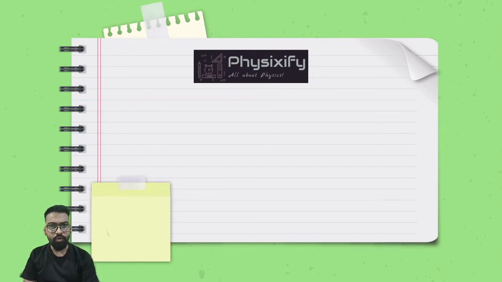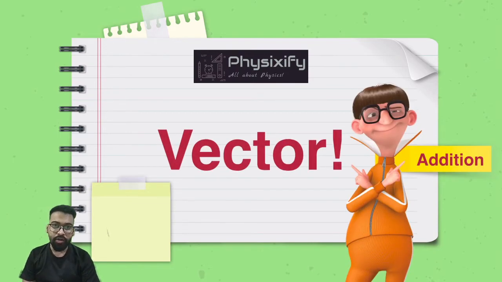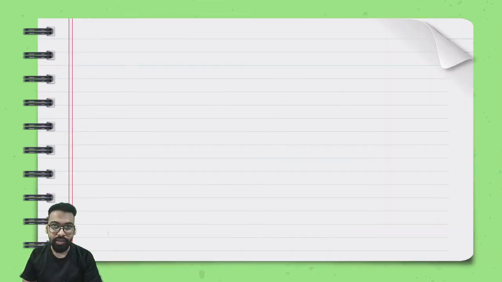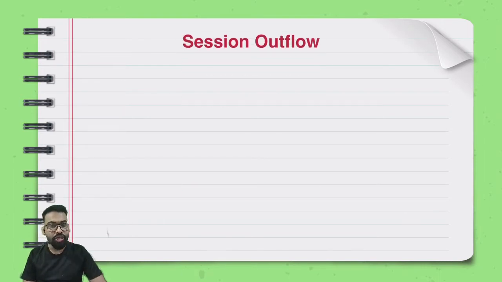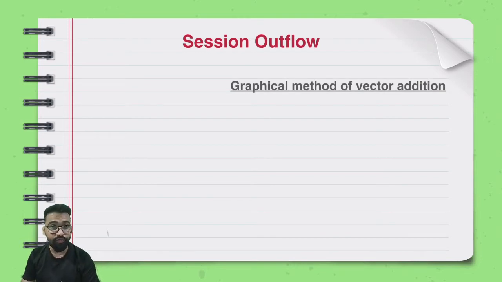We are having this continuation where we are talking about vector addition in this particular session. This is part 7 that we are going to take up, and let's see what exactly unfolds today. First of all, if I talk about the session outflow, like I said, I would be talking about the graphical method of vector addition.